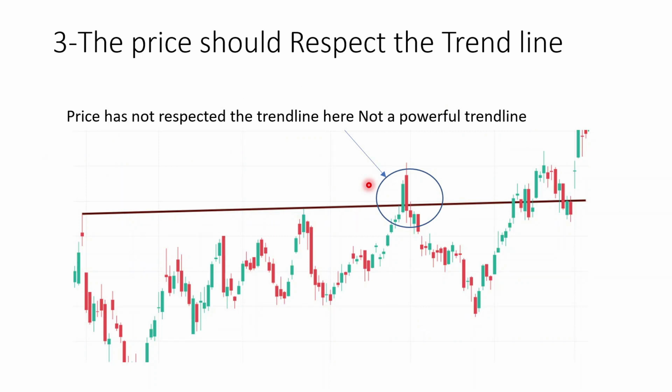Here you can observe the trend line is drawn which is not respected by the price action. At this point you can see the price crossed this level and later it went down. So the price has not respected the trend line here, and it's not powerful, because once it is crossed like this, the trend line will become weaker and the price can cross easily whenever it needs.